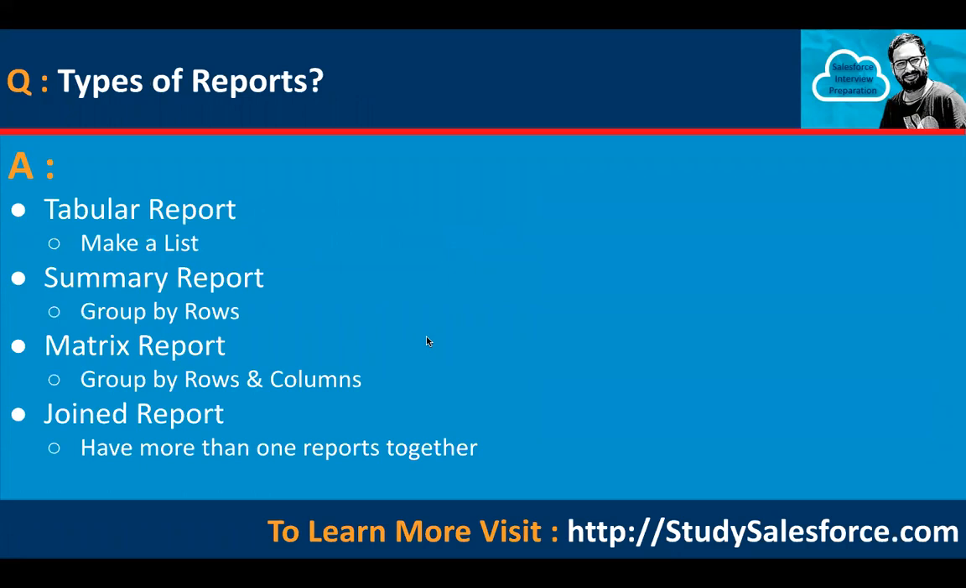Types of reports. With a tabular report, you can simply make a list. With a summary report, you can group by rows. With a matrix report, you can group by rows and columns. Then a joined report, where you can have more than one report together.